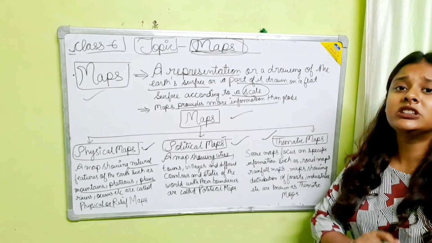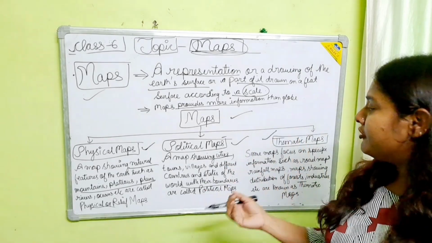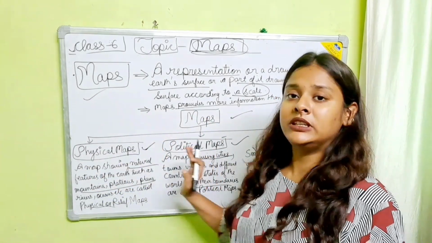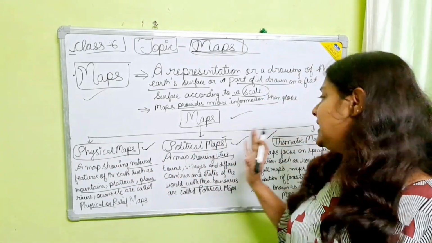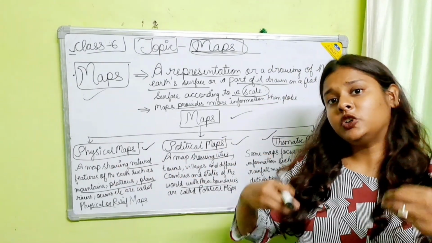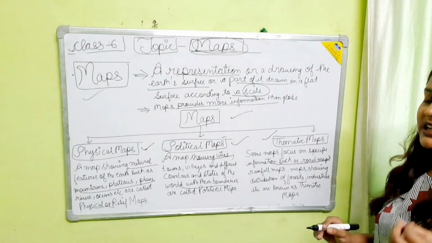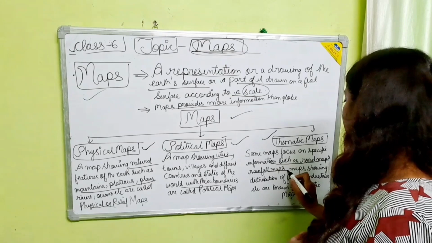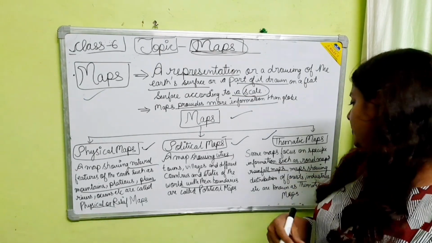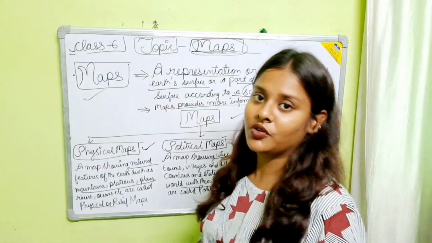When we talk about thematic maps, they are different types of maps as compared to physical and political maps. These are maps based on a particular theme, specific information such as road maps, rainfall maps, and maps showing the distribution of forests, industries, etc. These are known as thematic maps.